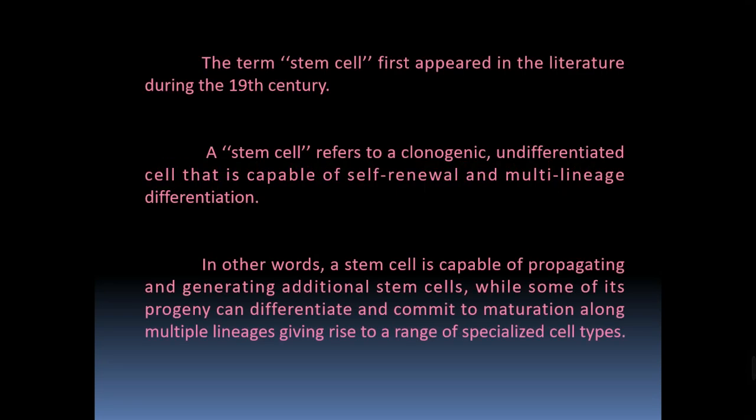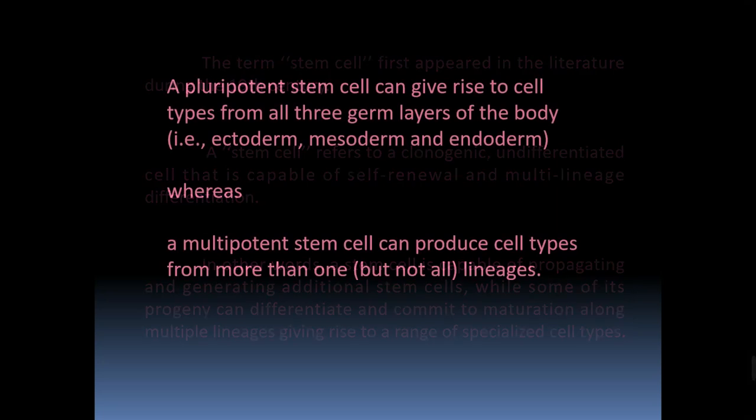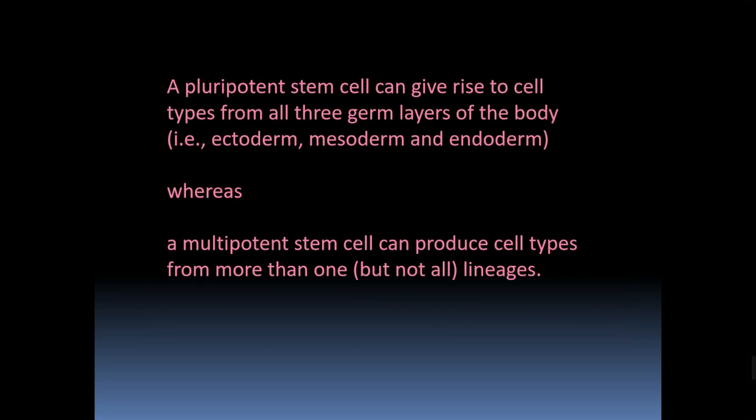Now, the last topic for today is stem cell therapy. The term stem cell first appeared in literature during the 19th century. A stem cell refers to a clonogenic undifferentiated cell that is capable of self-renewal and multi-lineage differentiation. In other words, a stem cell is capable of propagating and generating additional stem cells, while some of its progeny can differentiate and commit to maturation along multiple lineages, giving rise to a wide range of specialized cell types. A pluripotent stem cell can give rise to cell types from all three germ layers, that is ectoderm, mesoderm, and endoderm, whereas a multipotent stem cell can produce all cell types for more than one but not all lineages.